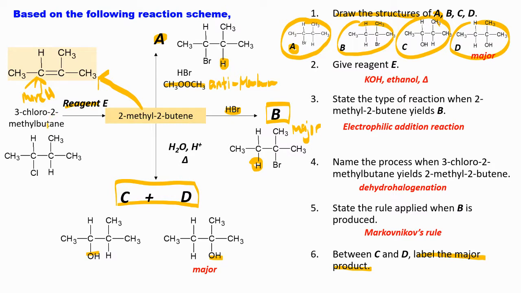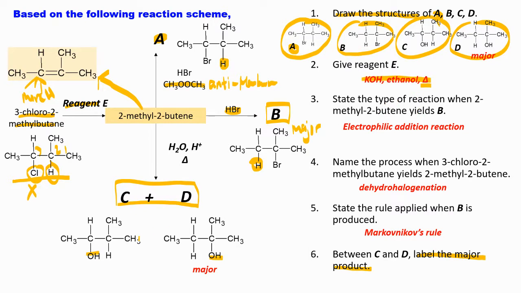Then another one is give reagent E. Let's look at what is reagent E. 3-chloro-2-methylbutane. So draw 3-chloro-2-methylbutane, and you can see that this is a halogenoalkane. So this is an elimination process because H and Cl are eliminated. So we will use KOH, ethanol, and don't forget heat.